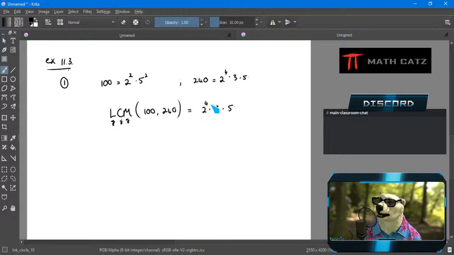When it comes to the 3s, 100 says, I don't care what you do. I don't even need to see it there. But 240 says, I need 1. Yeah, sorry. So 1 is sufficient.